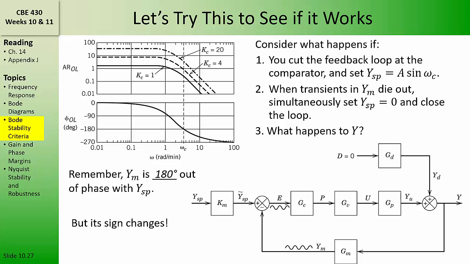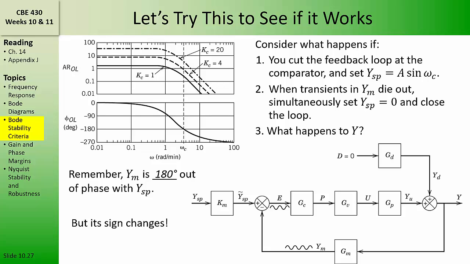After those exponentials die out, we simultaneously set the set point input to 0, that is, we turn off the sinusoidal oscillation, and we reconnect the feedback control loop at the comparator. Now we can ask the question, what happens to y? Remember that ym, the measured value coming out of the open loop transfer function, is 180 degrees out of phase with the signal that was coming in the set point. But that signal that's 180 degrees out of phase undergoes a sign change at the comparator. So now it is exactly in phase with the set point sinusoid.